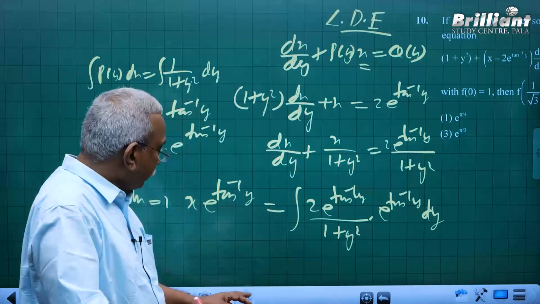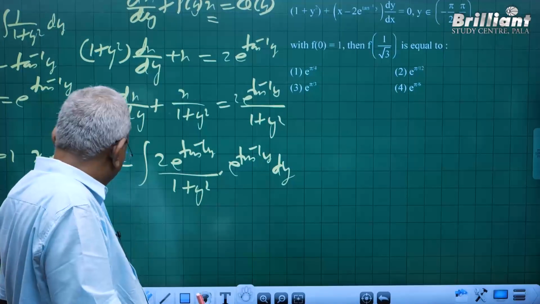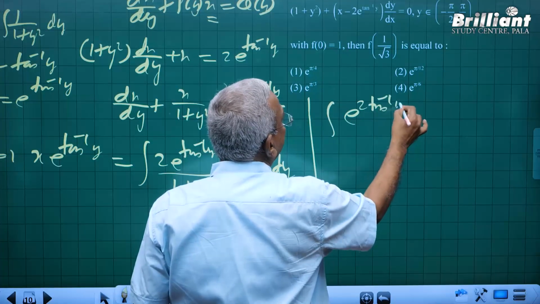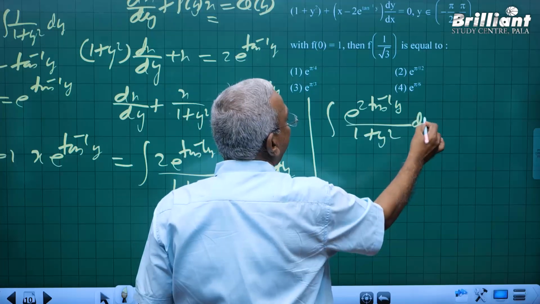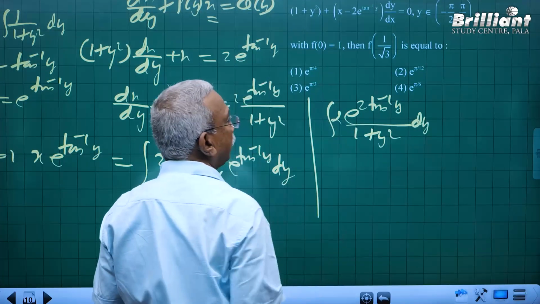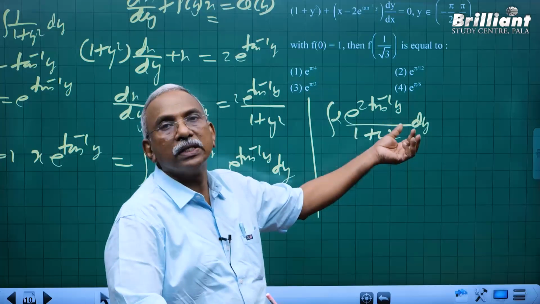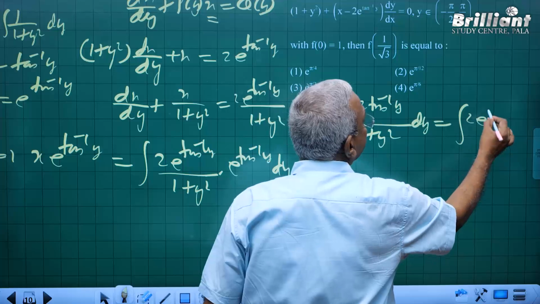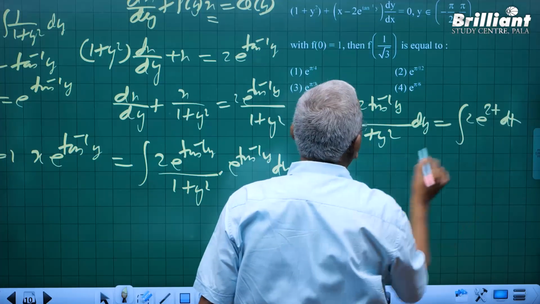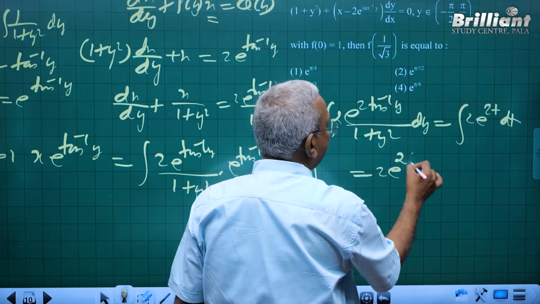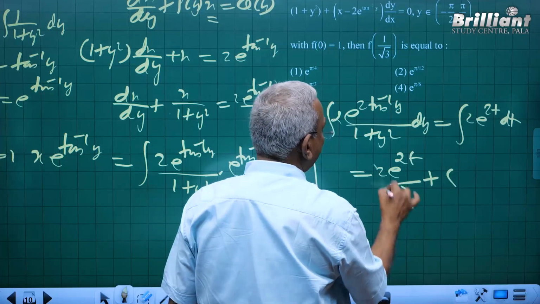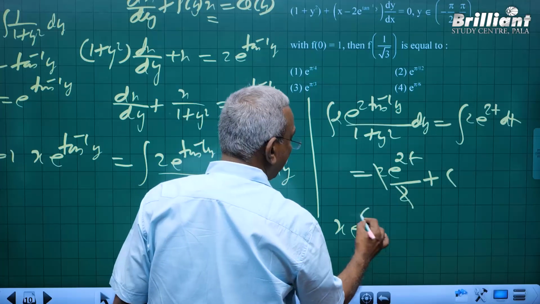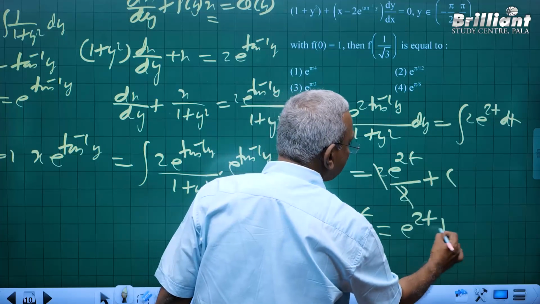Now we can start integrating this one. It is equal to integral 2 e raised to 2 tan inverse y divided by 1 plus y square dy. There is a 2 also here. So when you replace tan inverse y as t, this becomes dt. So this is equal to integral 2 e raised to 2t dt, which will be in the form 2 e raised to 2t divided by 2 plus c. So the 2 gets cancelled. So your form becomes x into e raised to t is equal to e raised to 2t plus c.